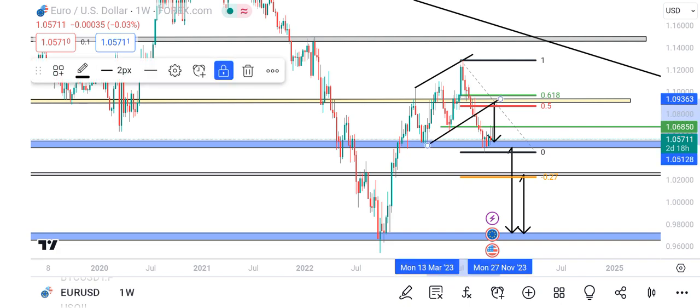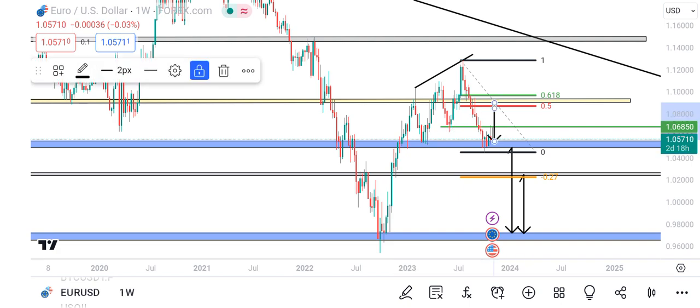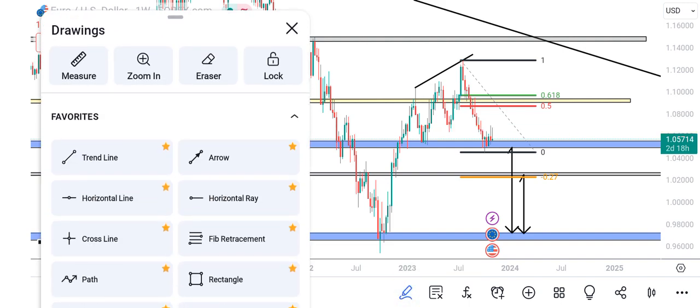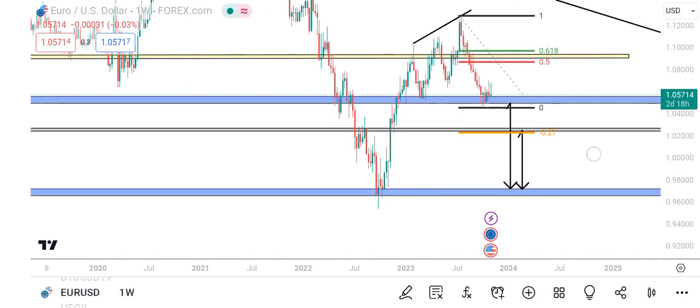Let me remove some of the tools. I don't like things being rough on my charts. I like them being clean.